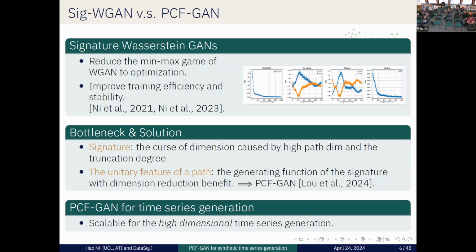To overcome this bottleneck, we propose to use an alternative feature representation of time series, supported by the unitary feature of the path. At a high level, the unitary feature of the path plays the role of a generating function of the signatures, which offers a method of dimension reduction. The resulting GAN model, PCF-GAN, is much more scalable for high dimensional time series.